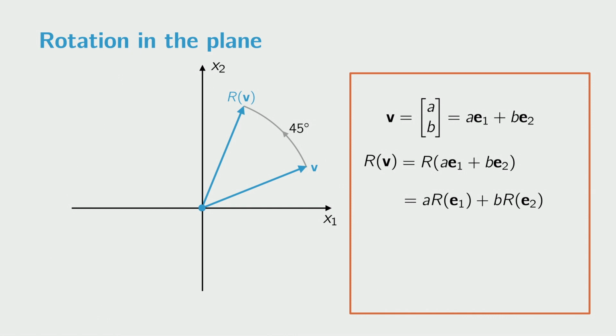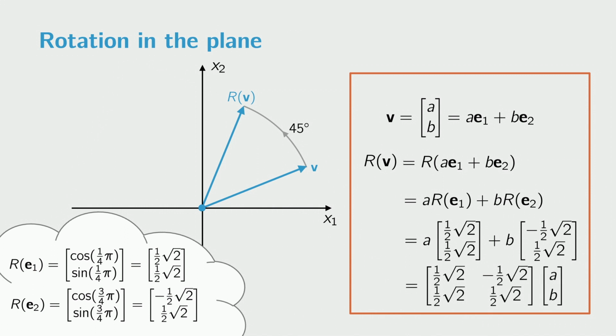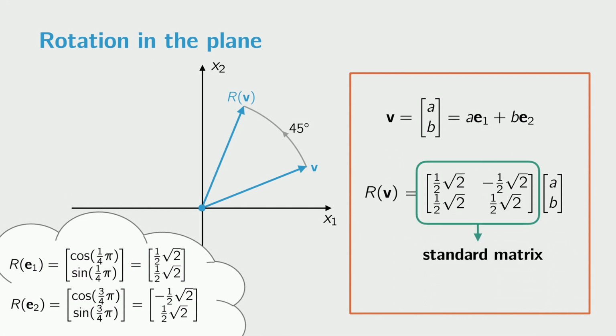The rotations of e1 and e2 are easy to find, so we get an expression for the rotation of v. Since this is a linear combination of vectors with coefficients a and b, we can rewrite it as a matrix times the vector v. This matrix does not depend on v, so you see that the rotation is indeed a matrix transformation. And the matrix we found is the standard matrix.